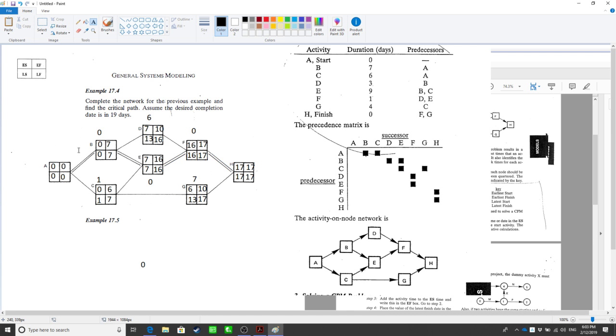Let's see. So the 0 we have is this B node, right? B is 0, and E is 0, and F is 0.